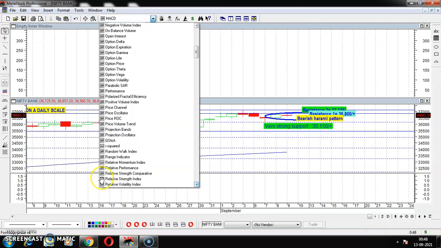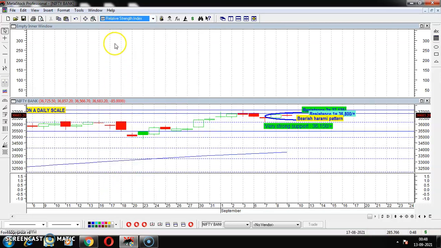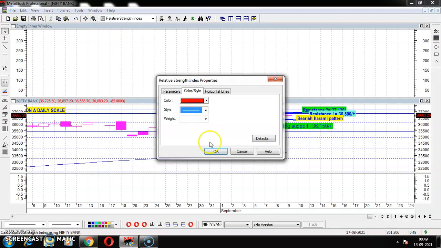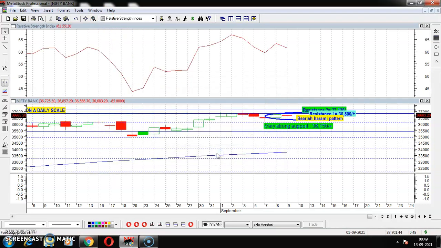This is the relative strength index. What the relative strength index says, okay, now I'm plotting the relative strength index. Now the relative strength index has already been plotted. What is the value of the relative strength index? You see, the value is 61.55. When the relative strength index is above 50, technically we call this bullish. So the relative strength index is also bullish. This momentum indicator is also saying bullish.